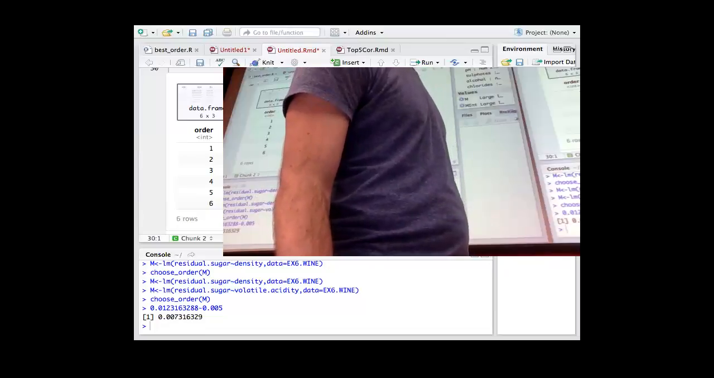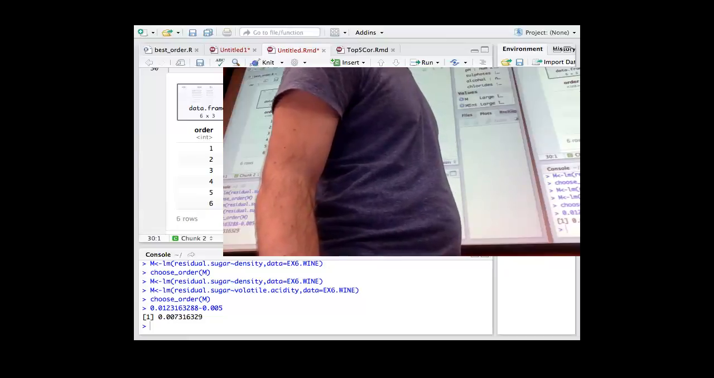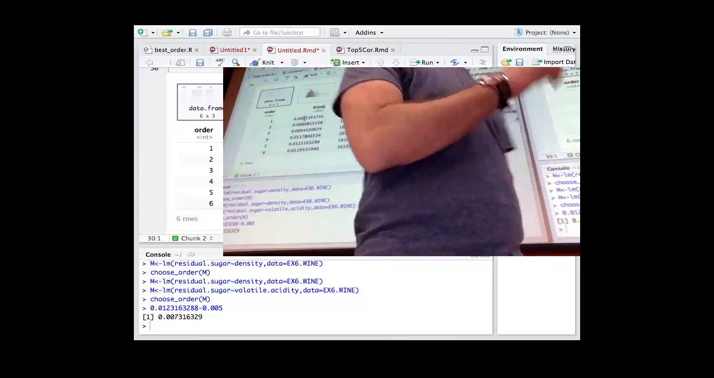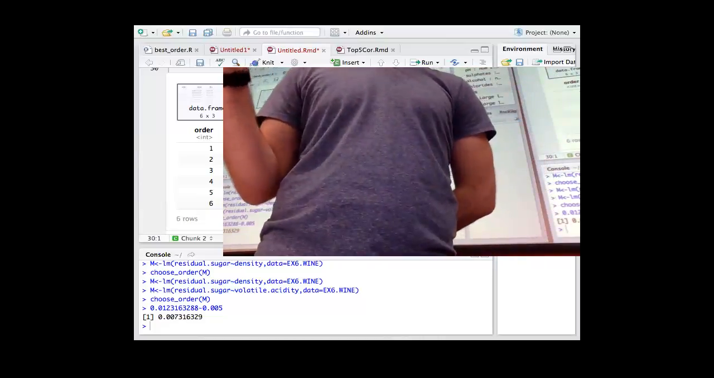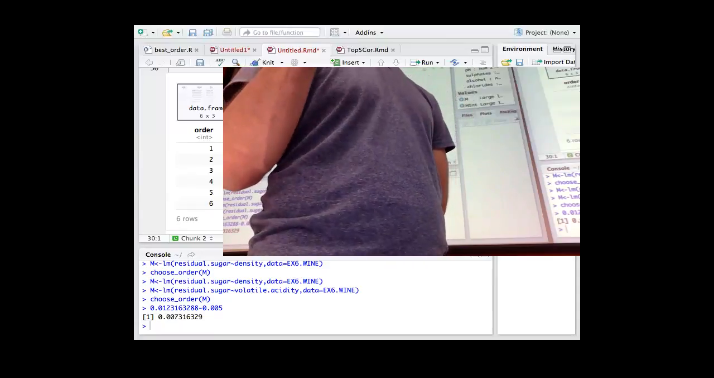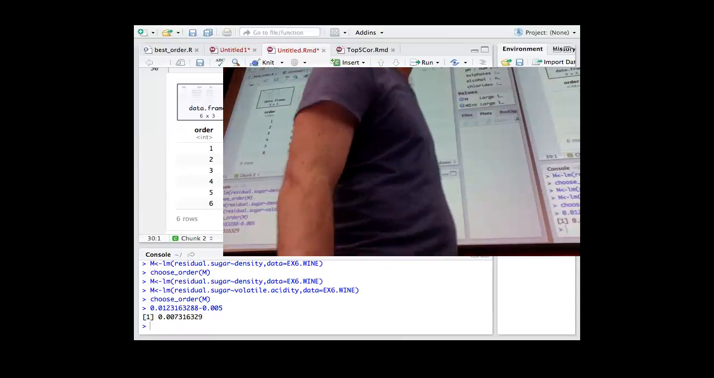Like, let's say if this was 0.008, which weird things happen. But if this was 0.008, would 1 be our choice? If 1 was 0.008, would we choose 1? Yes or no? Yes, we would choose 1. Is that clear?